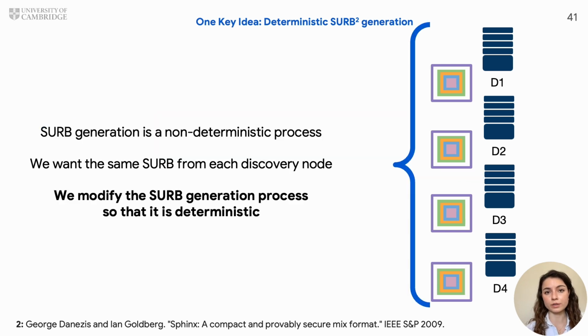So the first thing to highlight here is that Alice has waited for f+1 of the same SURB from discovery nodes to reach out to Bob because she wants to make sure that she's talking to the correct person. But the original SURB generation process is non-deterministic. So we have modified this process to make it deterministic. It works by seeding the pseudorandom generator with a hash of the lookup email address, a nonce, and also a secret value that is shared among the discovery nodes.